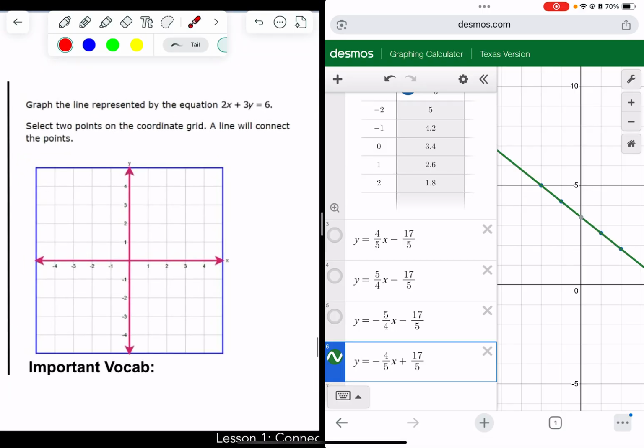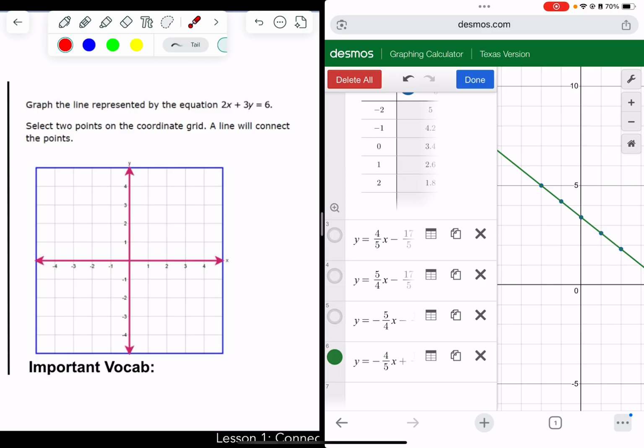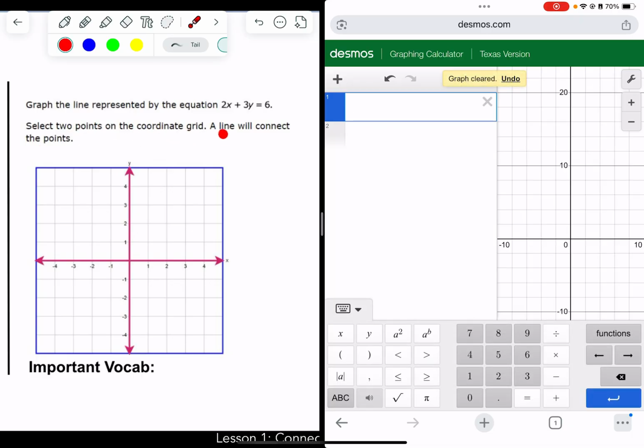All right, let's try the next one. It says graph the line represented by the equation 2x plus 3y equals 6. Select 2 points on the coordinate grid. A line will connect the points. So we are going to graph this equation on here.